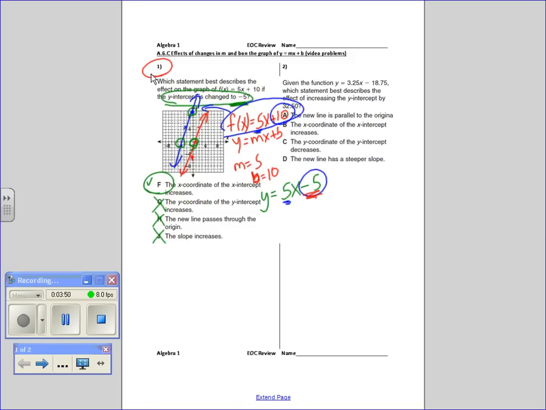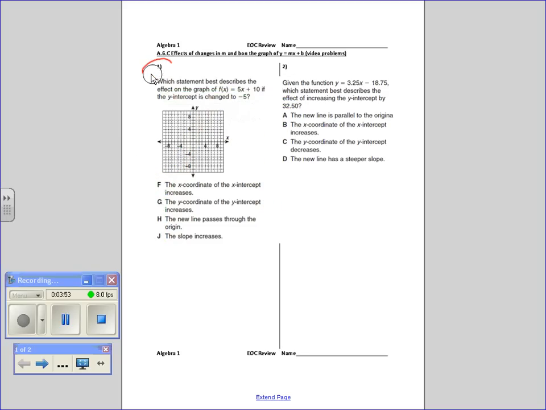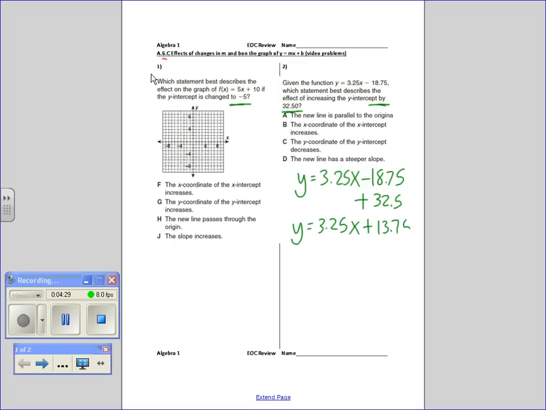Okay, let's work the other problem. I'm going to erase this before we start. Okay, so if we look at this problem right here, now we're starting with this equation, y equals 3.25x minus 18.75. Okay, this time we're going to increase the y-intercept by 32.5. That's different than increasing it to something. Increasing it by something means we're going to add 32.5 to it. So our new equation will be y equals 3.25x plus 13.75.